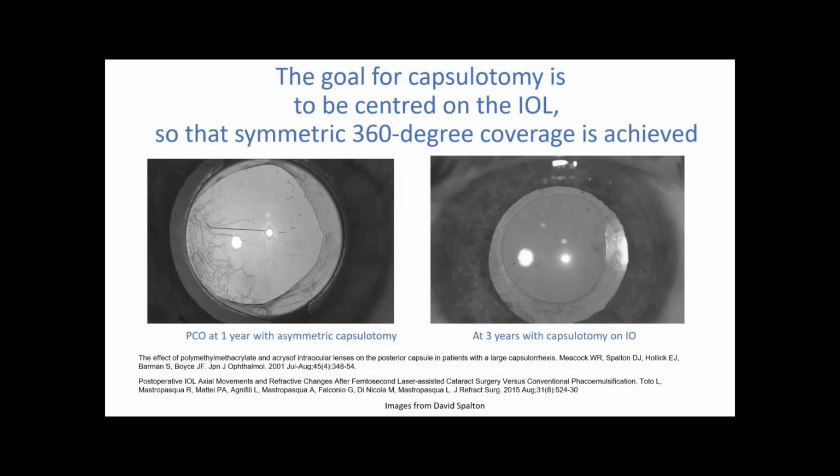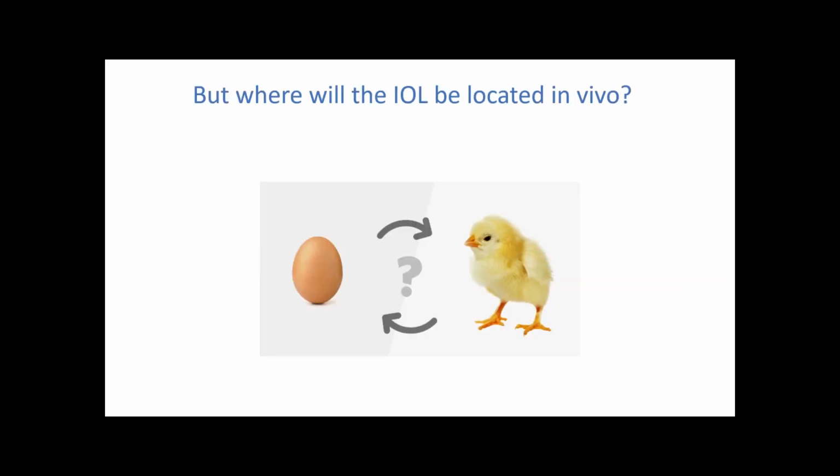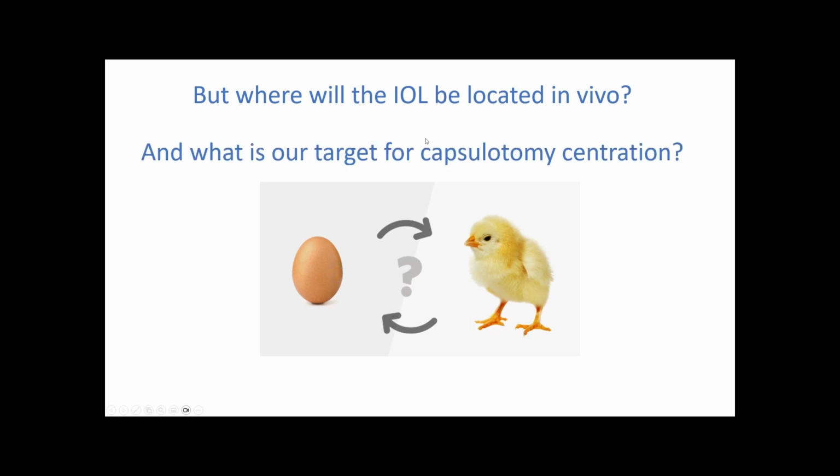The goal for capsulotomy is quite simply to be centered on the IOL, and hopefully this yields a nice symmetric 360-degree coverage, and that's what we'd like to achieve. But it's kind of a chicken and an egg scenario. Where will the IOL be located in the eye? And then what is our target? Because obviously we're creating the capsulotomy first, but we want to center it on the IOL.